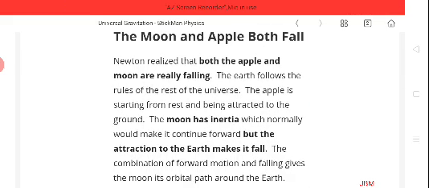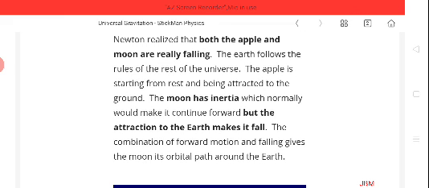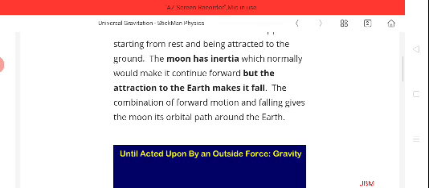Sir Isaac Newton realized that both the apple and the moon are really falling. The earth follows the rules of the rest of the universe. The apple is starting from rest and being attracted to the ground. The moon has inertia, which normally would make it continue forward, but the attraction to the earth makes it fall. The combination of forward motion and falling gives the moon its orbital path around the earth.